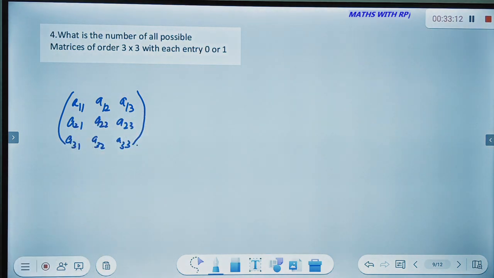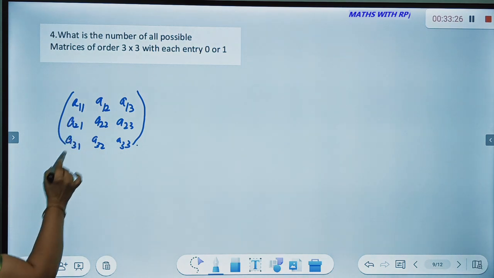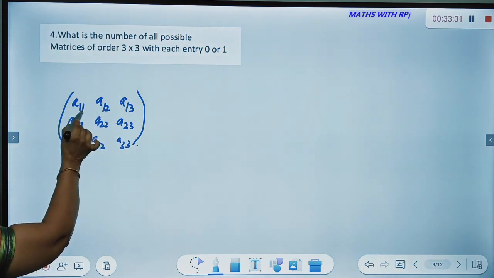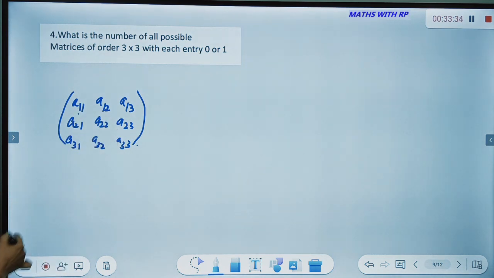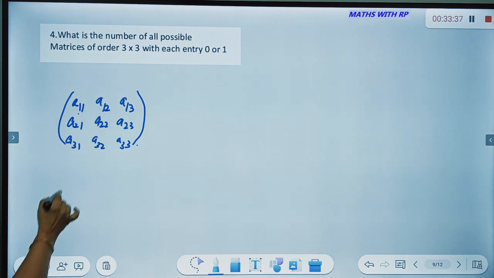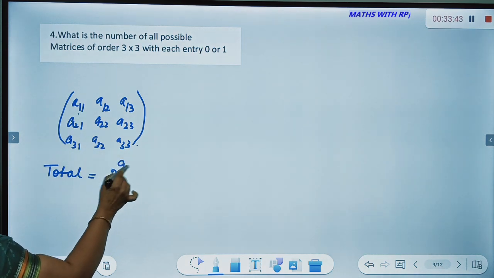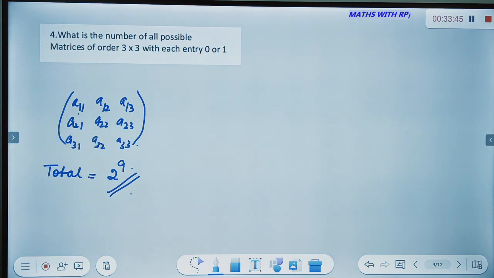You are finding the number of possible matrices satisfying the given condition. The matrix should be of order 3 by 3 and each entry can be filled by 0 or 1. So here, there are 9 entries, each with 2 possibilities. By the fundamental principle of counting, you can multiply them. So the total number of possibilities will be 2 power 9. So the total number of matrices which satisfy the given condition is 2 power 9.